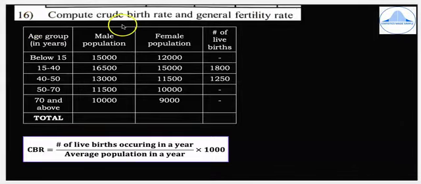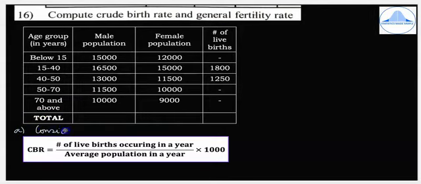Sixteenth question, compute crude birth rate and general fertility rate. The age groups in years are given and the corresponding male population, female population and number of live births for each of the age groups are given. I have formed a total row. Let us start with the crude birth rate. I'll start with subdivision A.